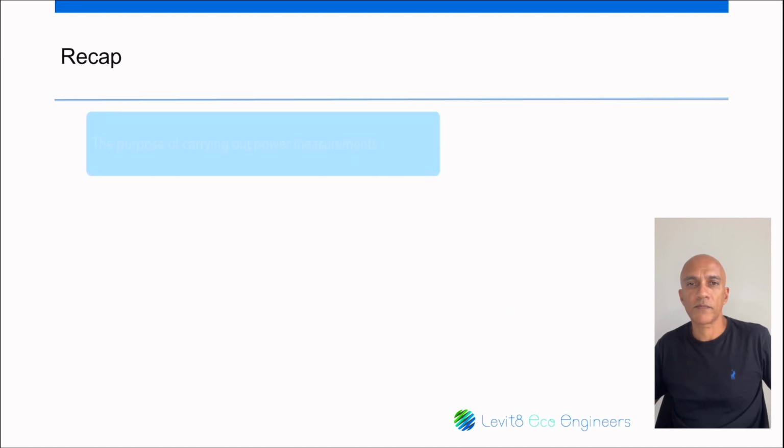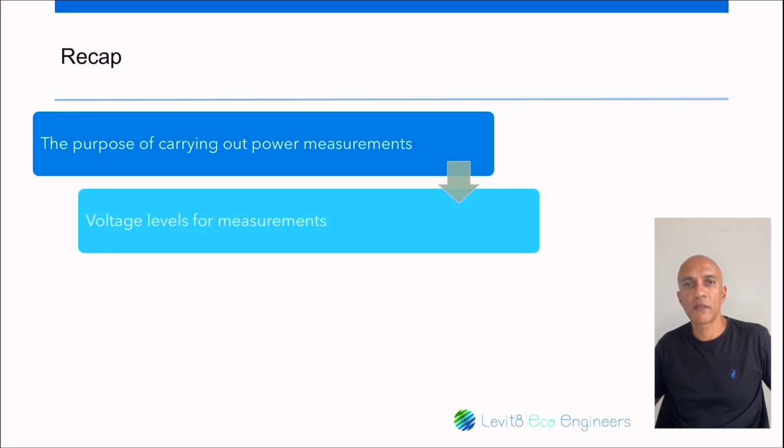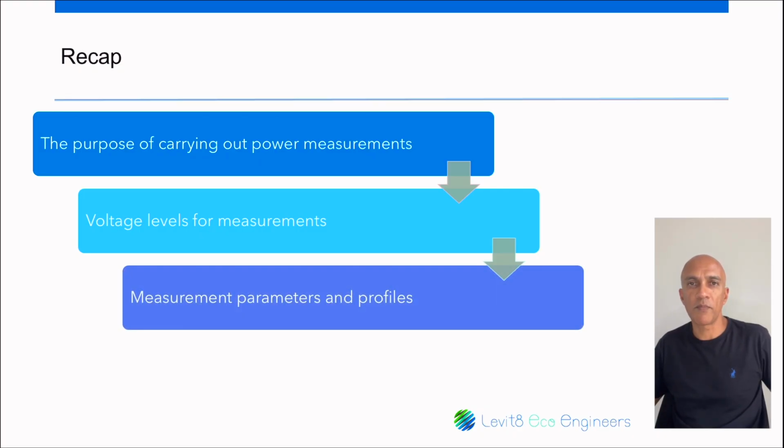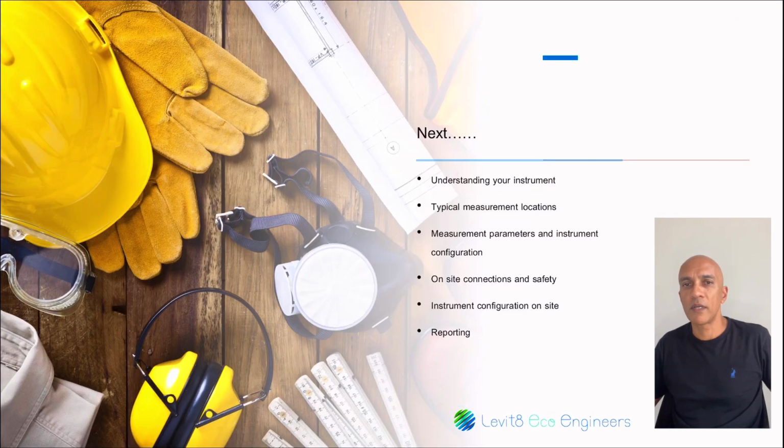So this was a brief introduction into what this course is all about. What have we discussed? The purpose of carrying out power measurements. The voltage levels for power measurements. My apologies, the measurement parameters and profiles. And the types of equipment features you would likely need. In the following videos, we will cover understanding your instrument, typical measurement locations, measurement parameters and equipment configuration, on-site connections and safety, instrument configuration and download, and reporting.